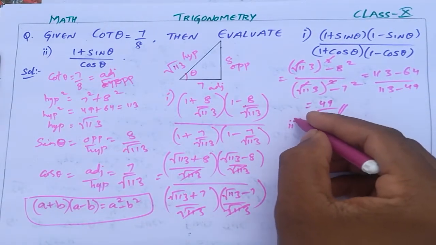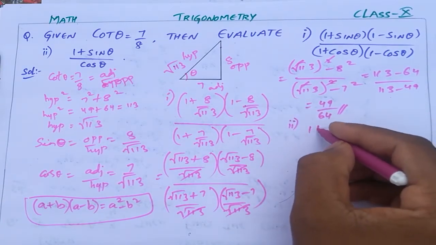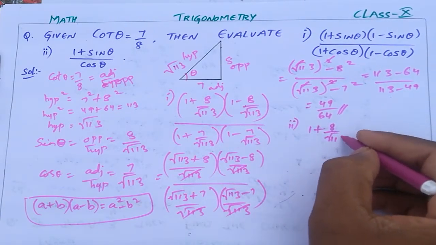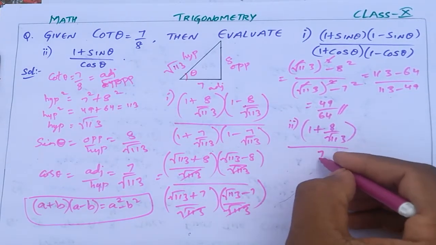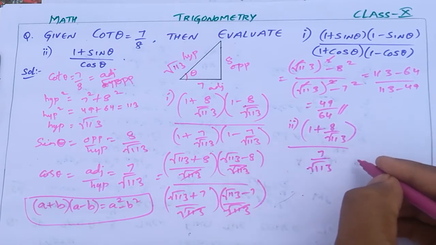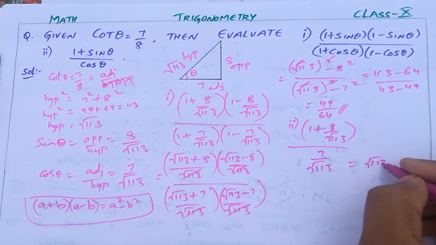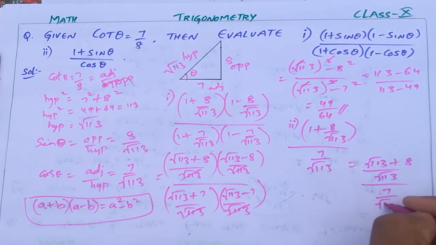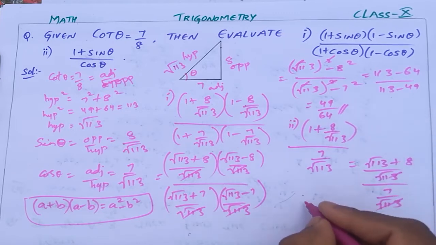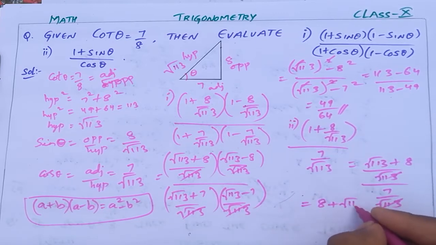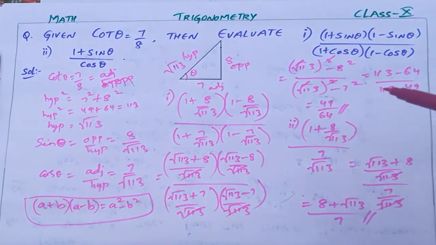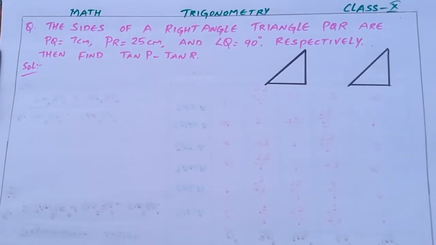In the second bit, first bit answer is 49 by 64 and the second bit is 1 plus sin theta value is 8 by root 113, denominator whole divided by cos theta is 7 by root 113. So here numerator will get root 113 LCM. So root 113 plus 8 by root 113 by 7 by root 113. Root 113 cancel, we will get 8 plus root 113 by 7. So this is the final answer. In this way we will get the answer. I hope you understood these two bits. Okay, we'll solve another problem.